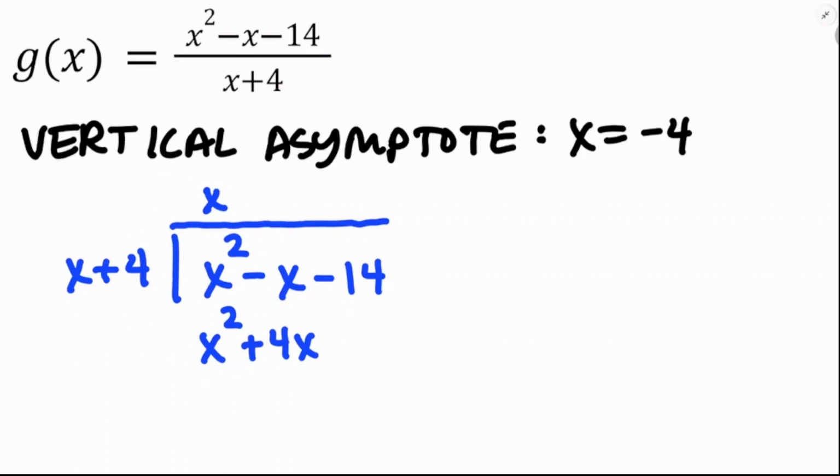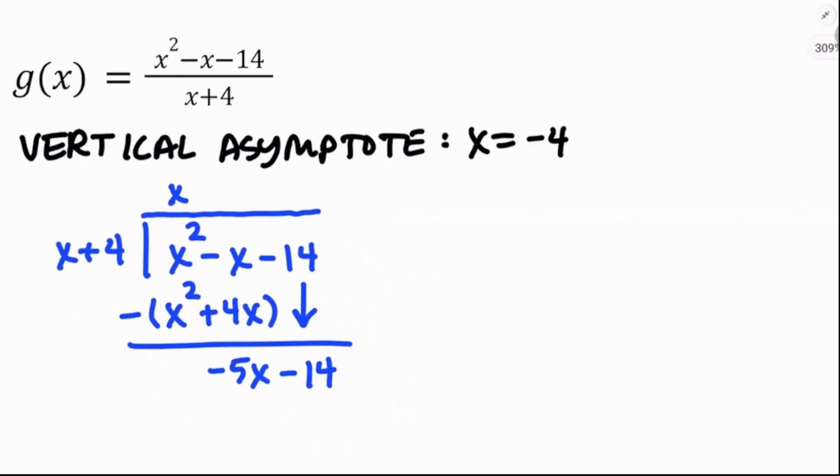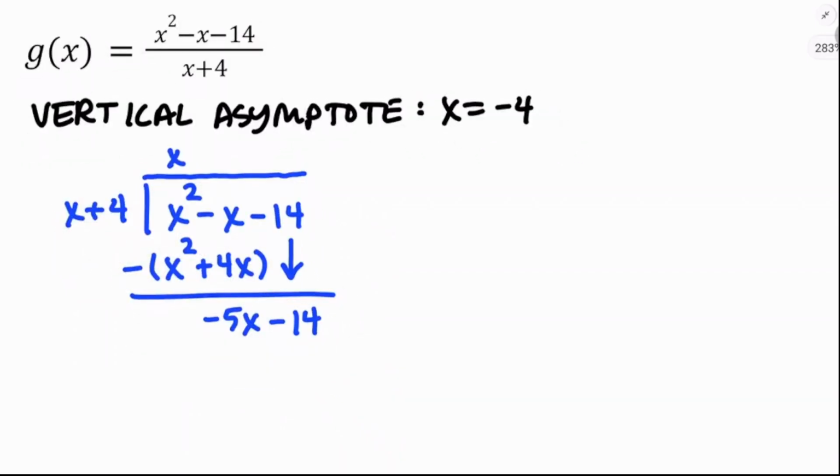Okay, then what I do is I subtract this down. I have x squared minus an x squared is 0, and negative x minus 4 more x would be negative 5x. Okay, then we drop down the negative 14 and repeat the process. Zoom out and give myself a little more room. I say, what do I multiply this x by to get this negative 5x? And that would be a negative 5.